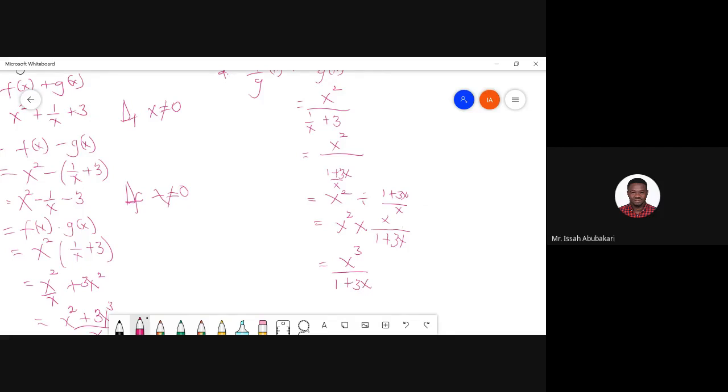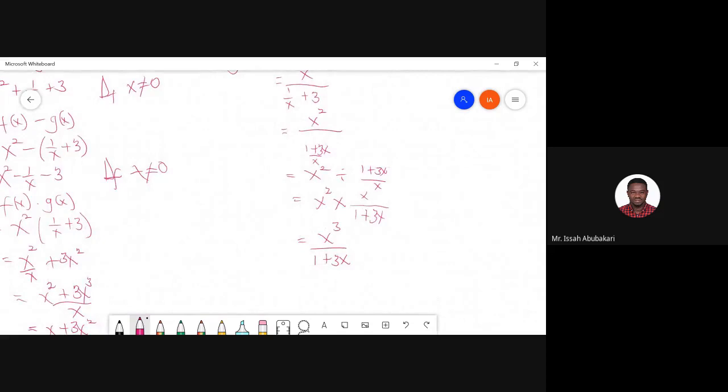And then the domain, with this one, is going to be in two folds, okay? We are going to look at a number that will make the numerator equal to 0, and a number that will make the denominator equal to 0. So in that case, we write that the domain of the function says that x should not be equal to 0 for the numerator, okay? And x should not be equal to negative 1 over 3 for the denominator. And this is the domain of this particular function.